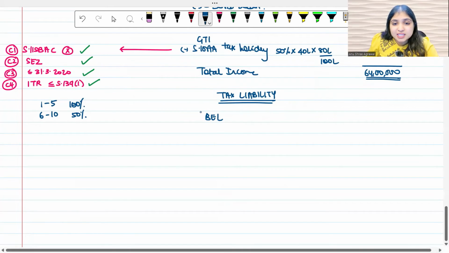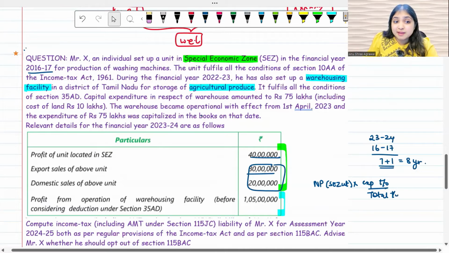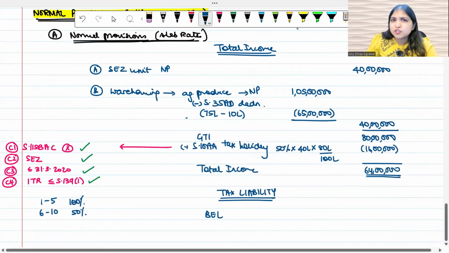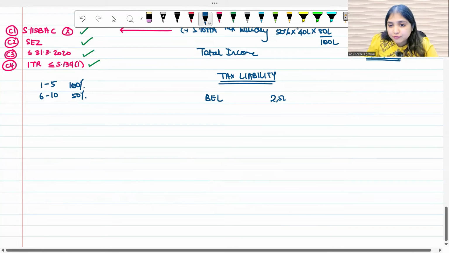What is going to be my assessee's basic exemption limit? The question says my assessee is an individual. The question does not say he's a senior citizen and all. So as per the normal provisions, the basic exemption limit is going to be 2,50,000, guys.